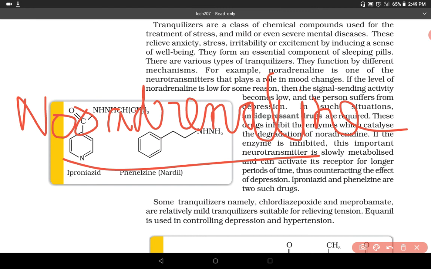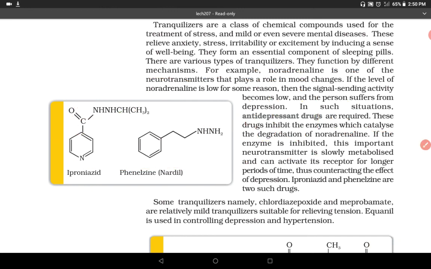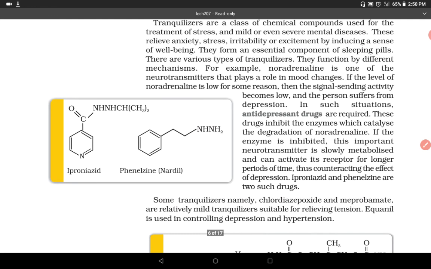Noradrenaline is one of the neurotransmitters that plays a role in mood changes. If the level of noradrenaline is low for some reason, then the signal sending activity becomes slow and the person suffers from depression. Here they told that when the signal sending activity becomes slow, the person suffers from depression. In such a situation, antidepressant drugs are required.